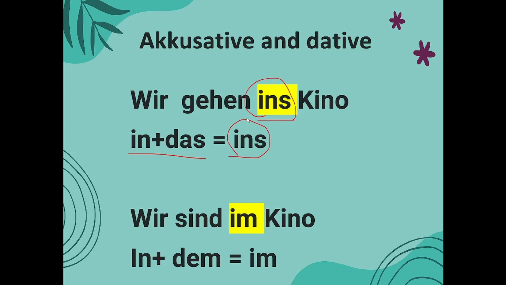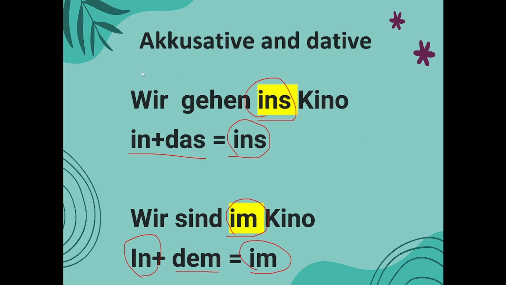So let's see one more example, for dative. Here you could even ask the question, where to? We are going inside the Kino. Here, wir sind im Kino. We are already inside the Kino. So we are saying we are in the Kino, so there is no movement. You could ask wo, where are we? We are inside the cinema hall. So what is this im? Im is nothing but in plus dem, the dative form. For das Kino, it will be dem. So the short form is im.